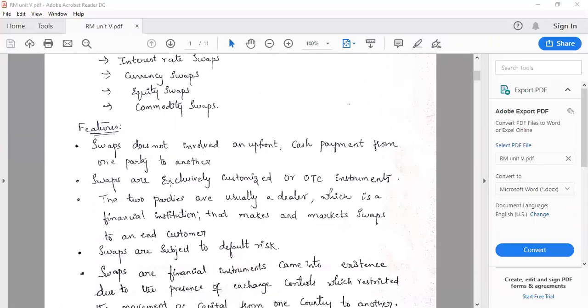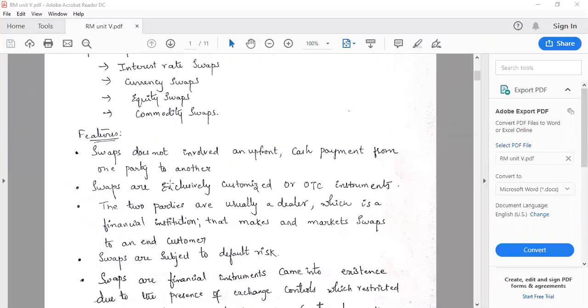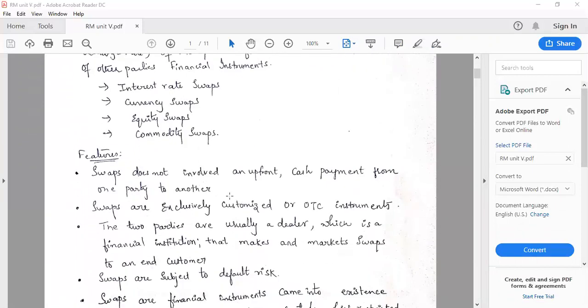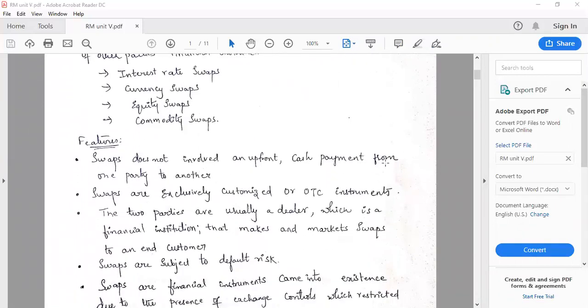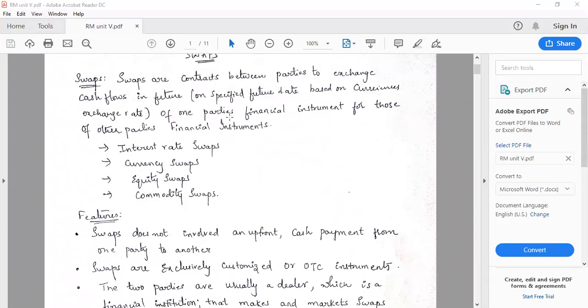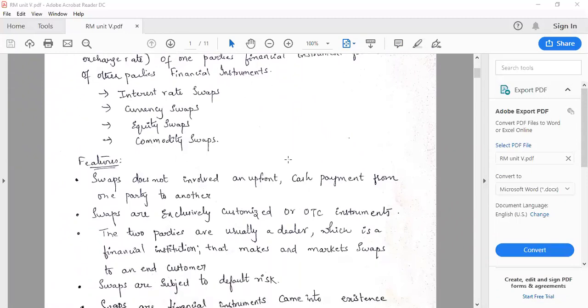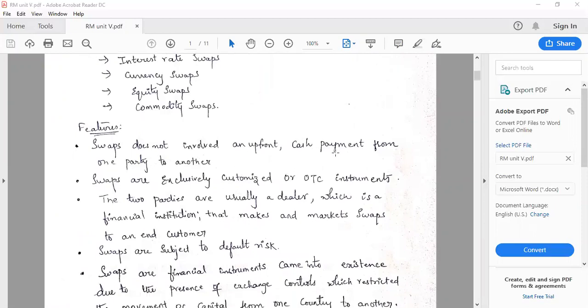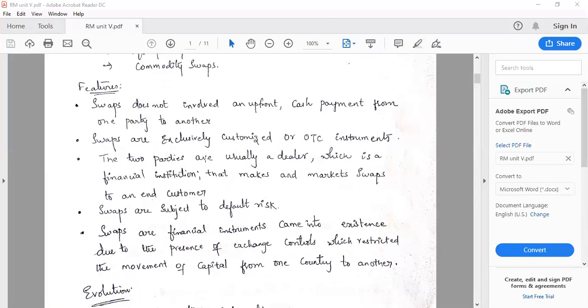Now let us see the usual features of swaps. What would be the features? Swaps do not involve an upfront cash payment from one party to another party. As I mentioned, here one party's financial instrument will be exchanged with the other party's financial instrument. So there won't be any exchange of cash payments, which means no cash payment will take place between the parties.